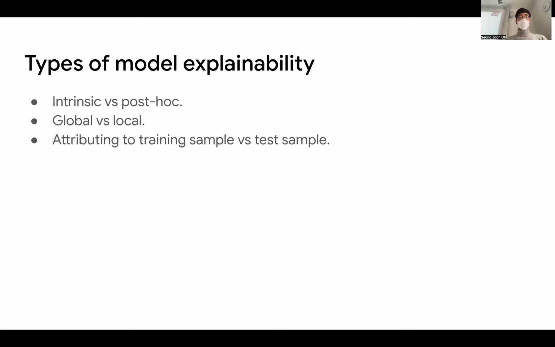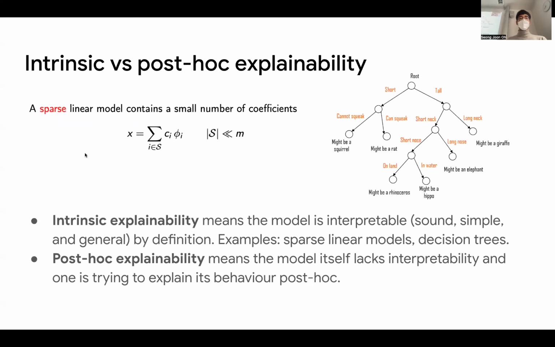And now we go to some taxonomy of model explainability. There are different ways of dividing the set of explainability methods. So the first axis is intrinsic explainability versus post-hoc explainability. And then there's global versus local. And finally, there's attributing to training samples versus test samples. Okay.